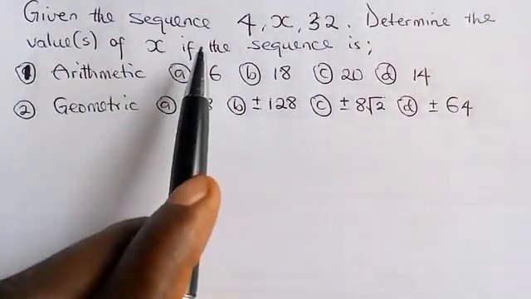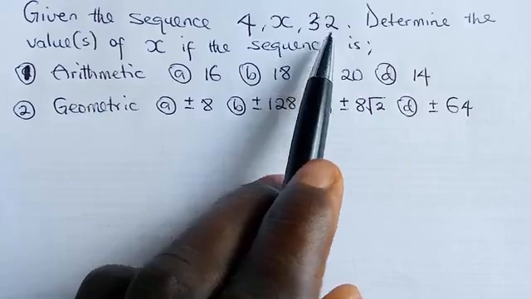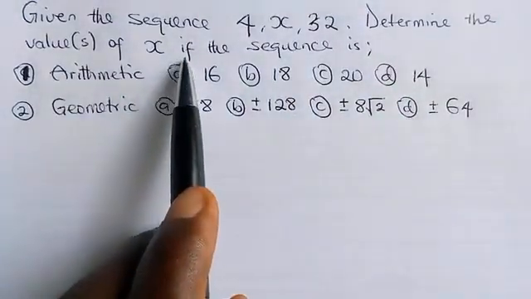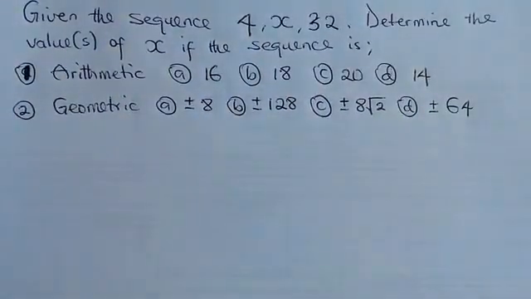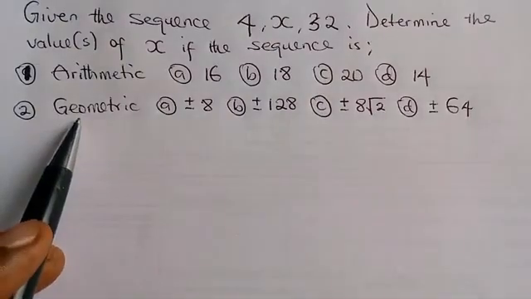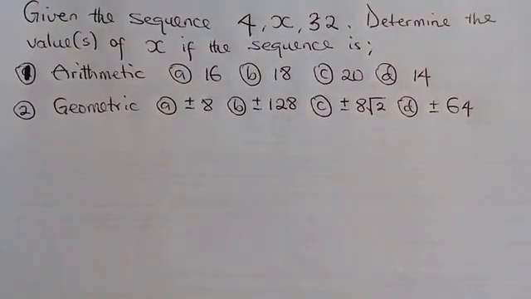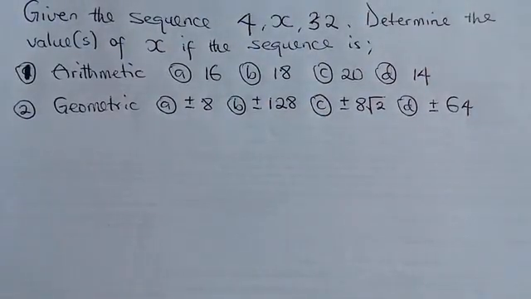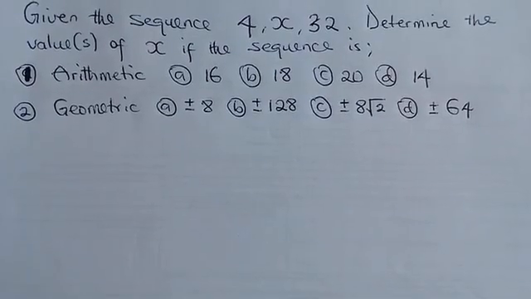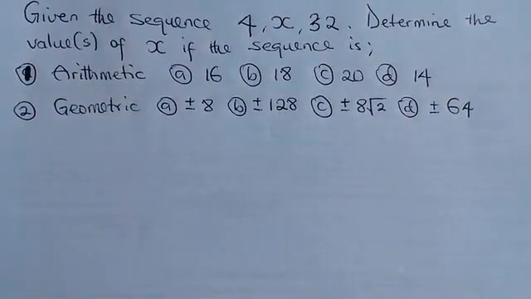Given the sequence 4, x, 32, determine the values of x if the sequence is arithmetic, if the sequence is geometric. Okay, this is a sequence and we are asked to find the value or the values of x if the sequence is first an arithmetic progression or it is geometric.